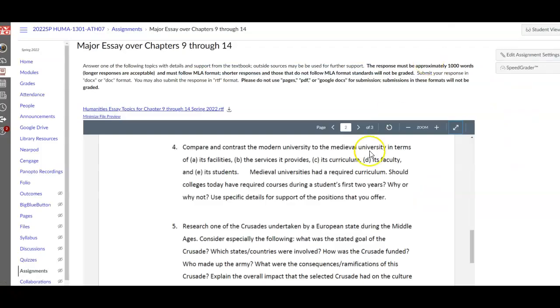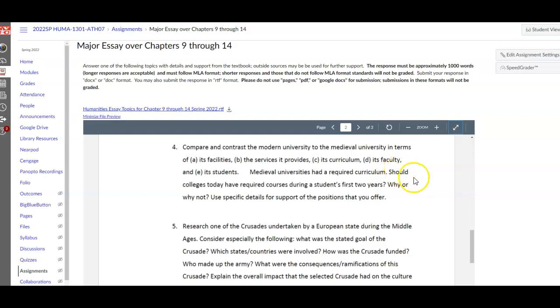And so, again, that's what this one's asking you to do: to look at how universities in the medieval era were set up, what they were providing, what was being taught, who the faculty members were, what the students were like, what their days were like, compared to the modern university or college. The idea about the required curriculum, what they were expected to cover. This is what they did. The courses they took, that's what they had to take.